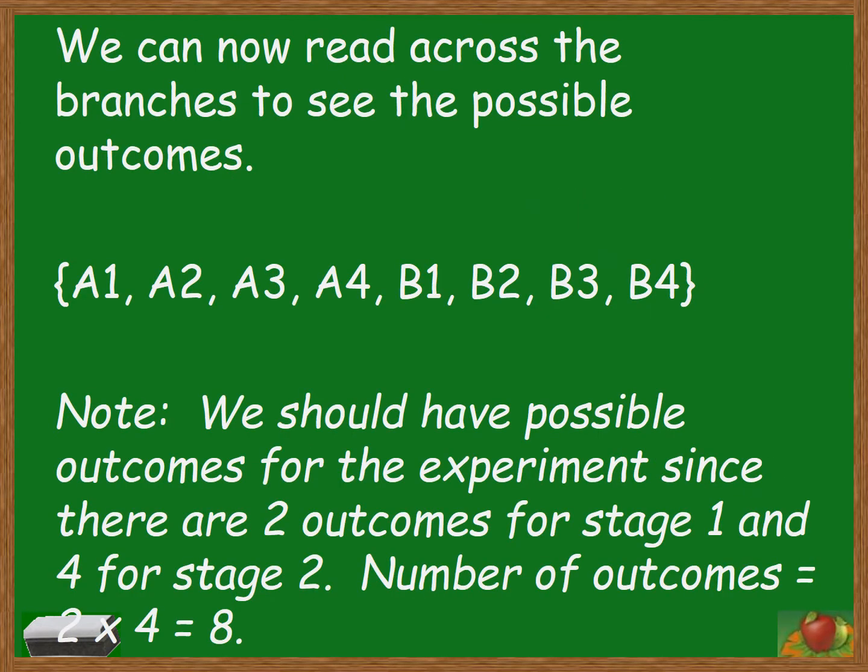So you can read across to see the possible outcomes, and again, here's the sample space. Okay, and we should have 8 possible outcomes. For the experiment, since there are 2 outcomes for stage 1 and 4 outcomes for stage 2, we find the total number of outcomes by multiplying those together to get 8.